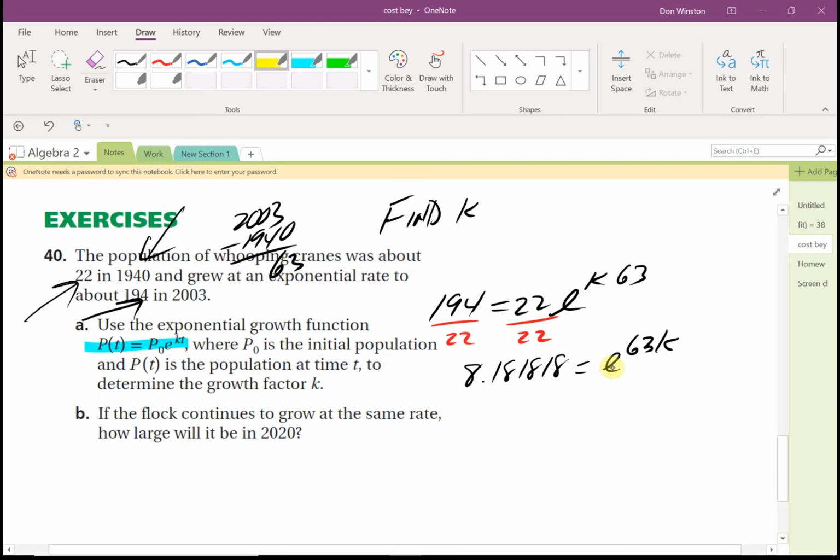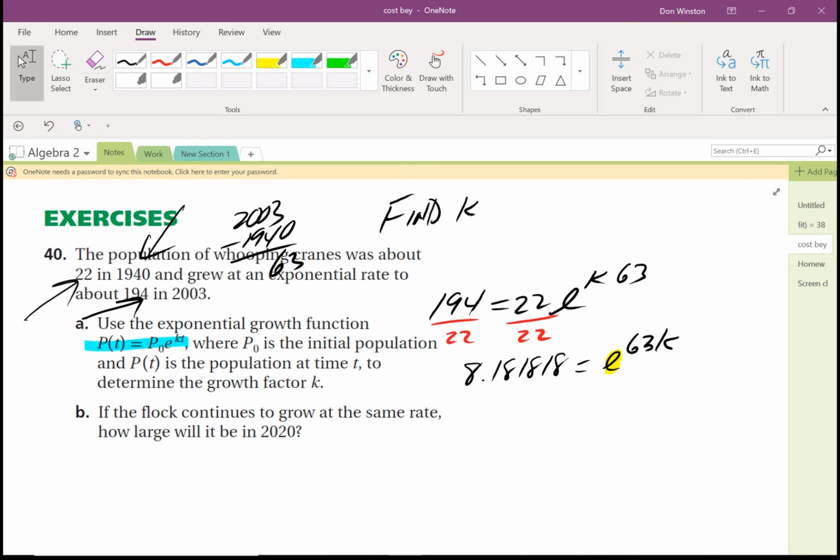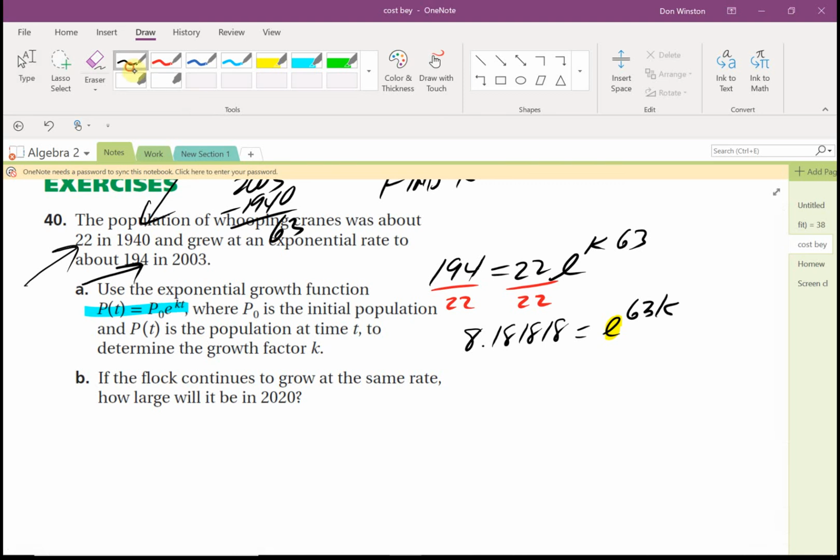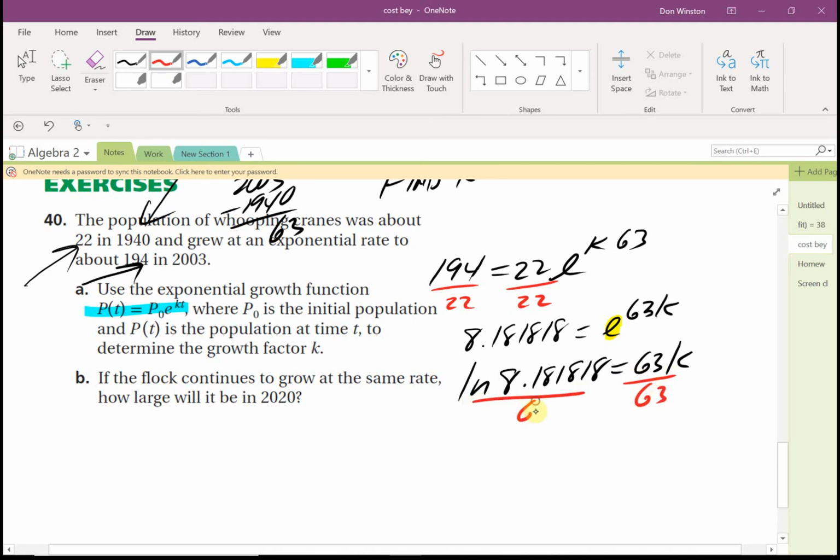Now I need to get rid of e. So again, how do we get rid of e? Well, we take the natural log of both sides. The inverse of e is ln. So we'll ln both sides. So ln of 8.181818 and so on equals 63k. And then to solve for k, we just divide by 63.